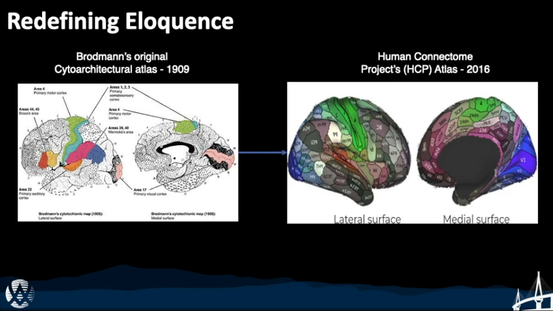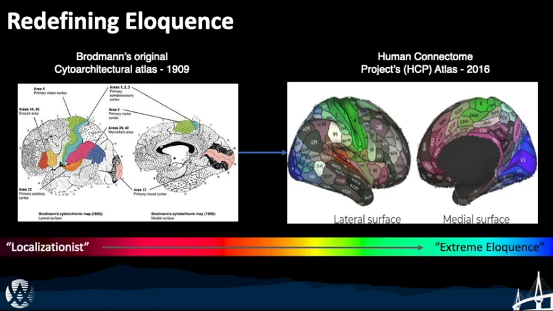And so what that's enabled us now is to hone in more and move away from the traditional localizationist view of eloquence, Broca's, Wernicke's, the arcuate fasciculus, and that's your language system, to a much more refined or redefined sense of what eloquence consists of. This is my own phrase, extreme eloquence, just the notion that the brain is not limited to a few areas of eloquent terrain, but that as we understand much more about where these networks are located, much more of the brain is eloquent than we had given it credit for.